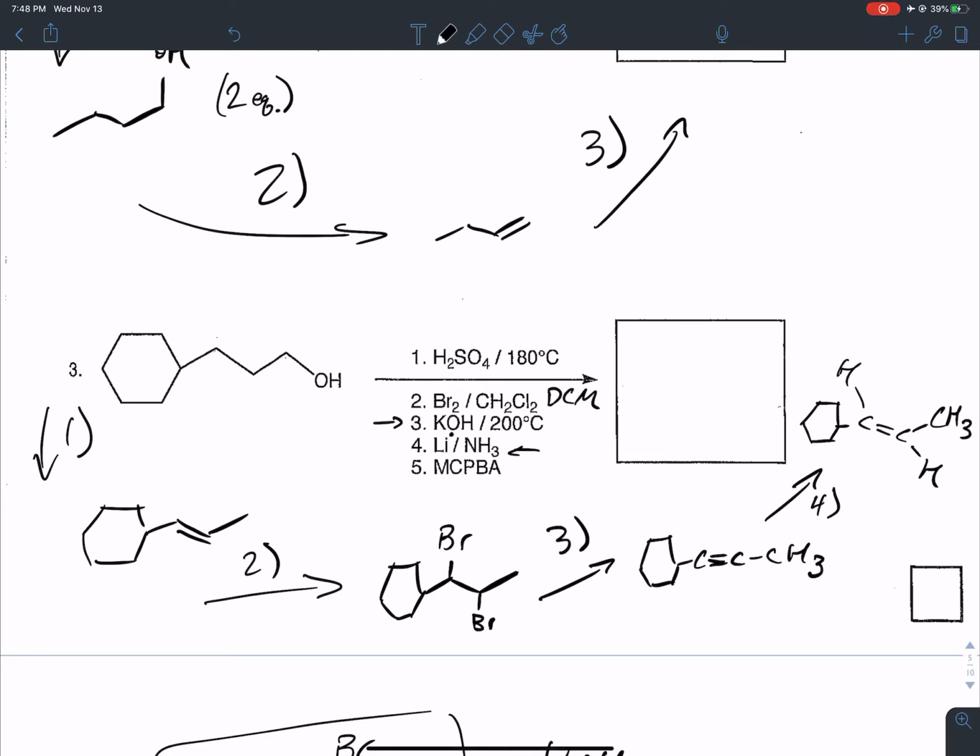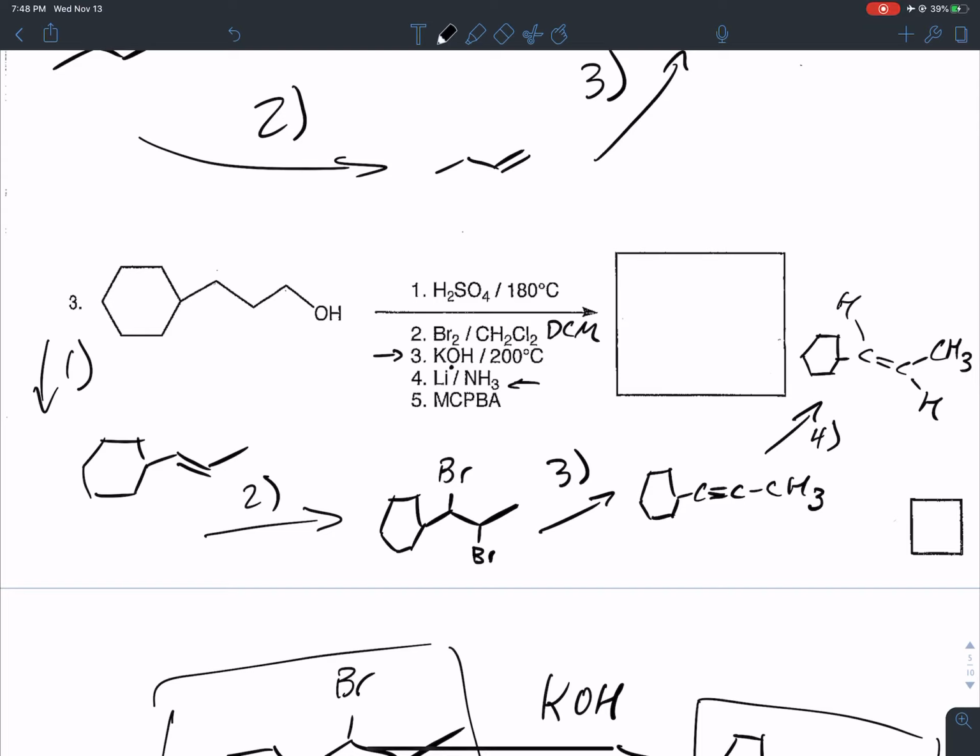All right, step 5. This should be familiar. What does MCPBA do? Forms an epoxide. Yeah, it's going to form an epoxide across that double bond. So it's going to break open that double bond and make an epoxide. Drawing stereochemistry for epoxides does matter.